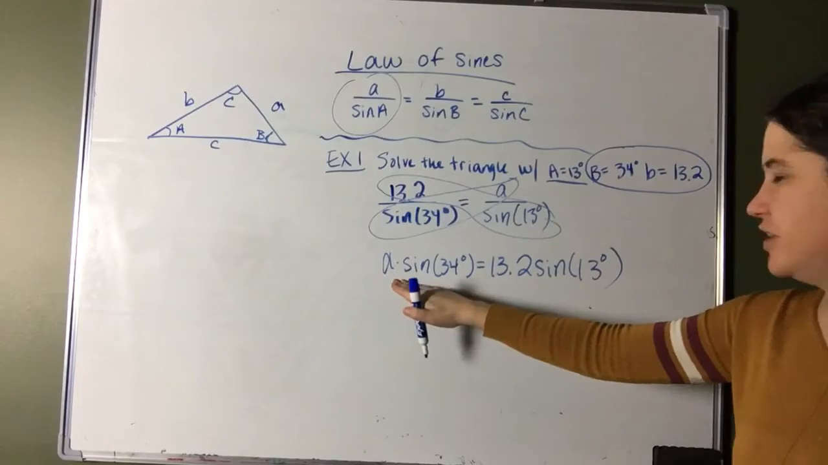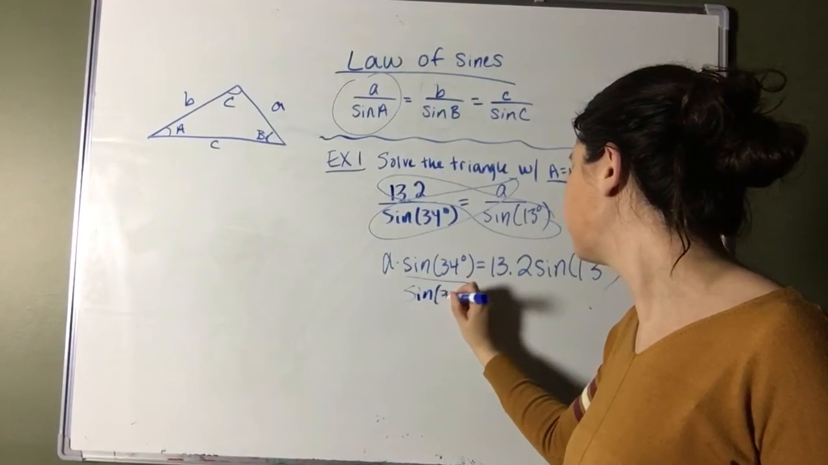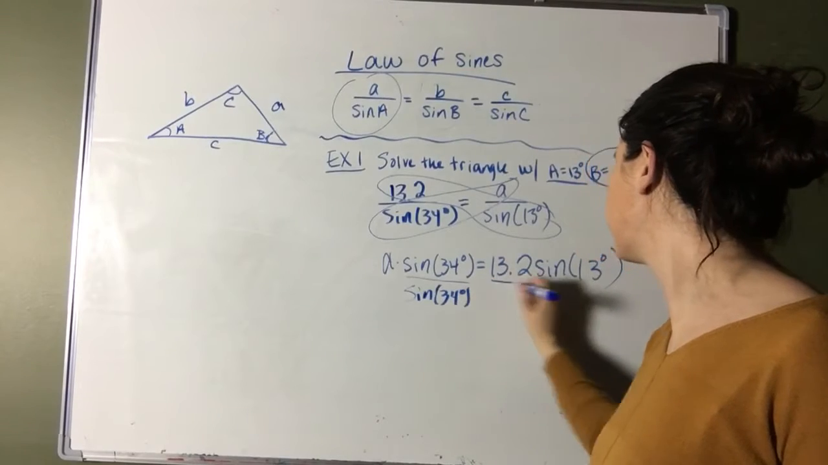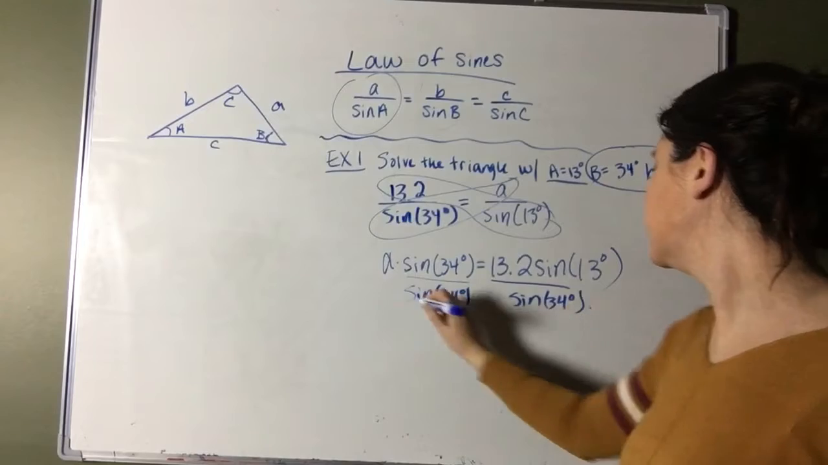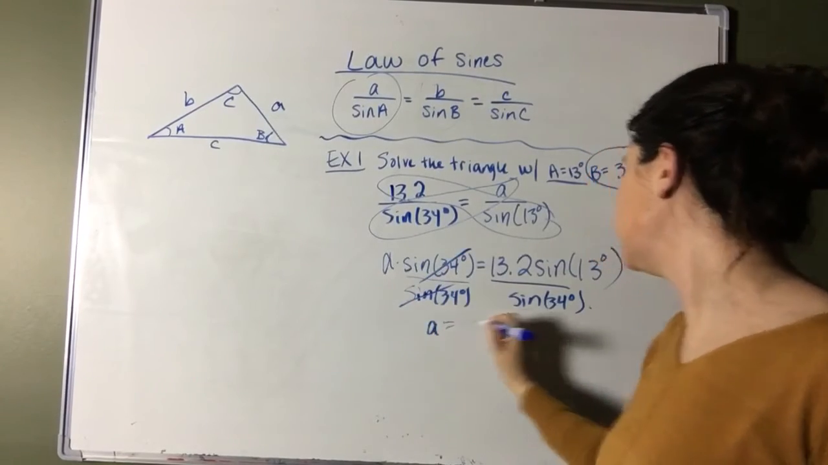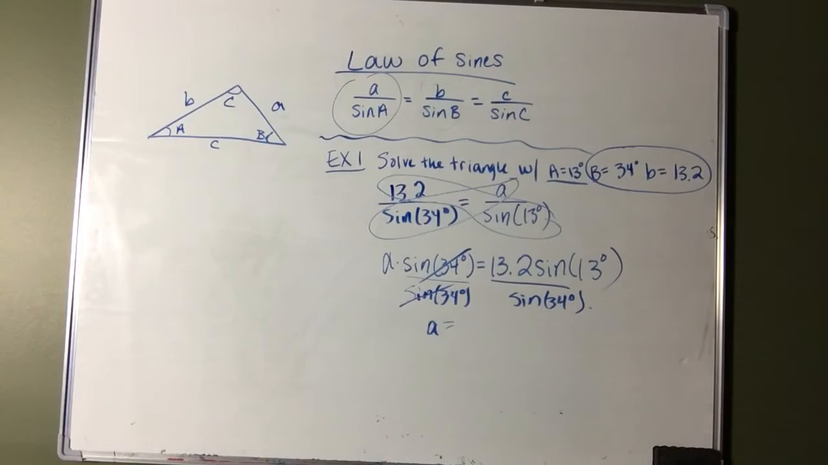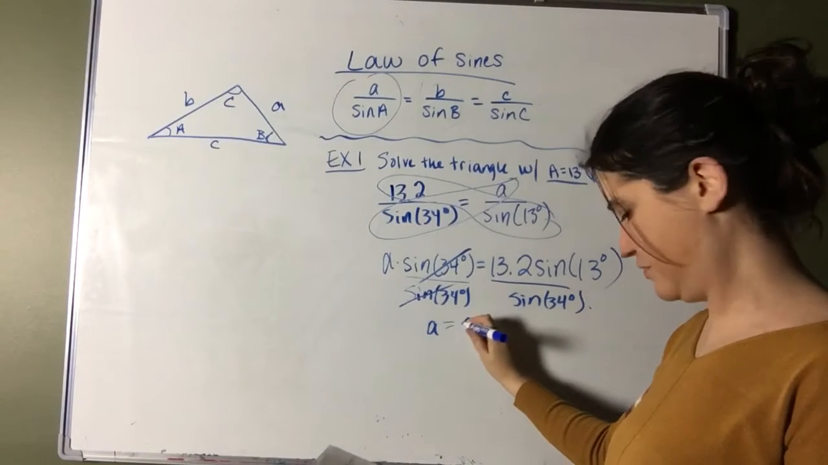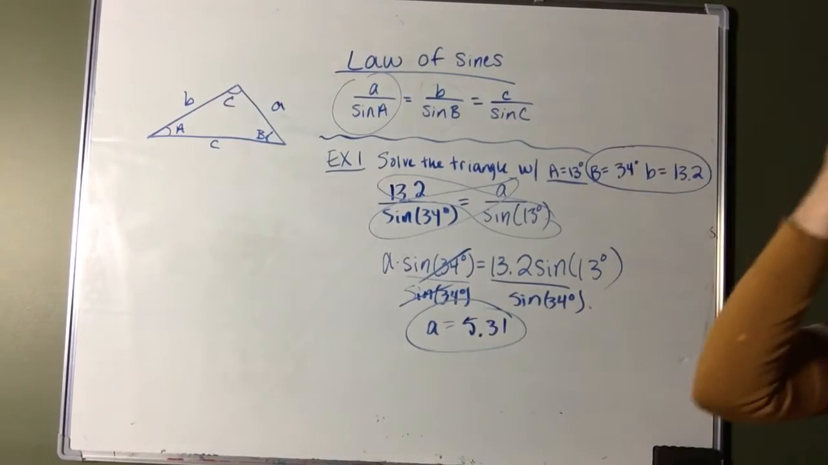All right, now we're trying to solve for a, so we're going to go ahead and divide. You just type all this into the calculator at once. I already did this earlier, so I'm just going to write down the result. This is approximately 5.31. So we got side A.